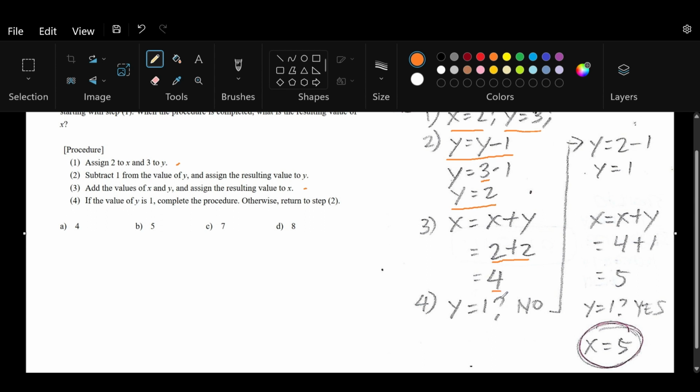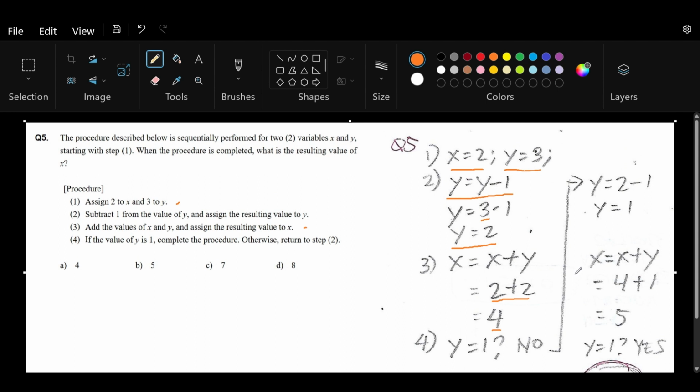4. The fourth step says that if the value of y is 1, that's the end of the procedure. We've completed the procedure. Otherwise, we return to step 2. Here in this case, we're asking if y is equal to 1. But we know that y is equal to 2. So that's why we need to go back to the step number 2.